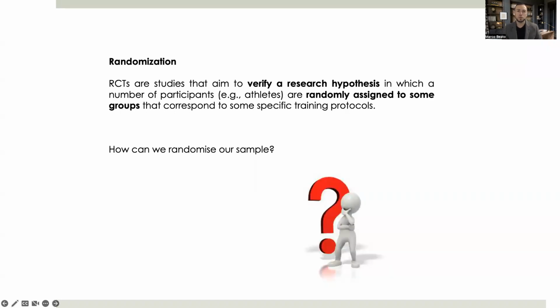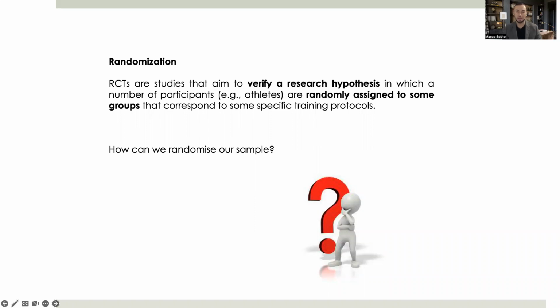Now it's time to introduce the concept of randomization. RCTs are studies that aim to verify a research hypothesis in which a number of participants, for example athletes, are randomly assigned to some groups that correspond to some specific training protocol. For example, an RCT could compare an innovative resistance training method versus a control group or another training intervention. To verify the difference between these groups, we need researchers to control for bias and confounding factors, and this can be done using randomization procedures.